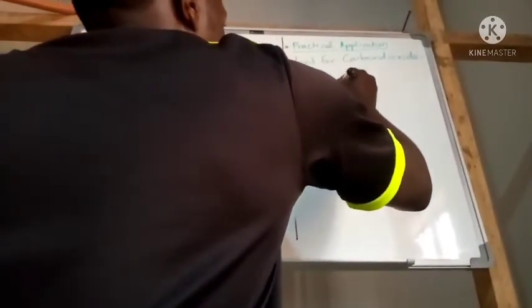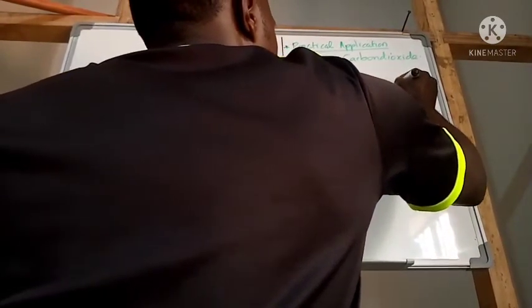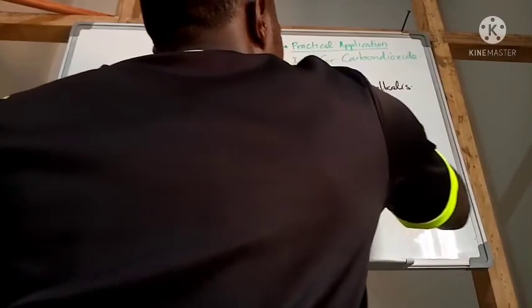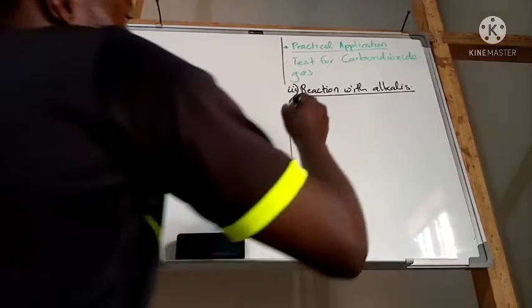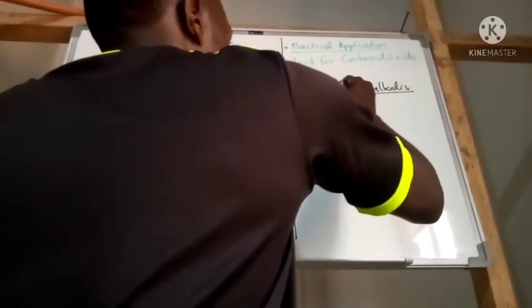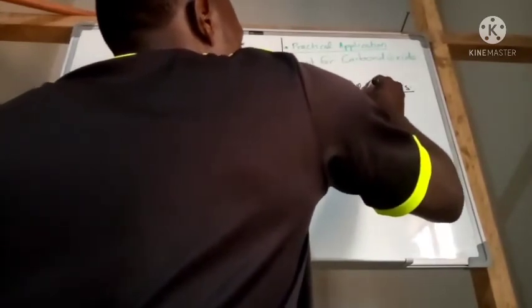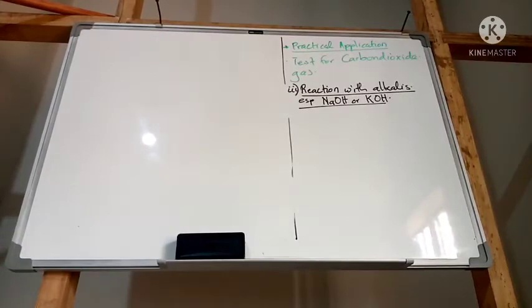Let us look at reaction with other alkalis. Alkalis are many. Let me say especially sodium hydroxide or potassium hydroxide. I will look at those alkalis in particular and how they react with carbon dioxide.